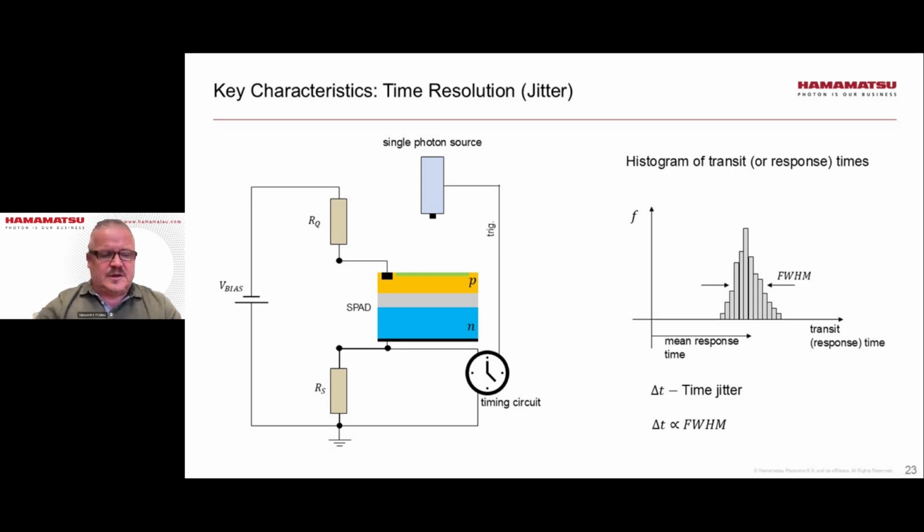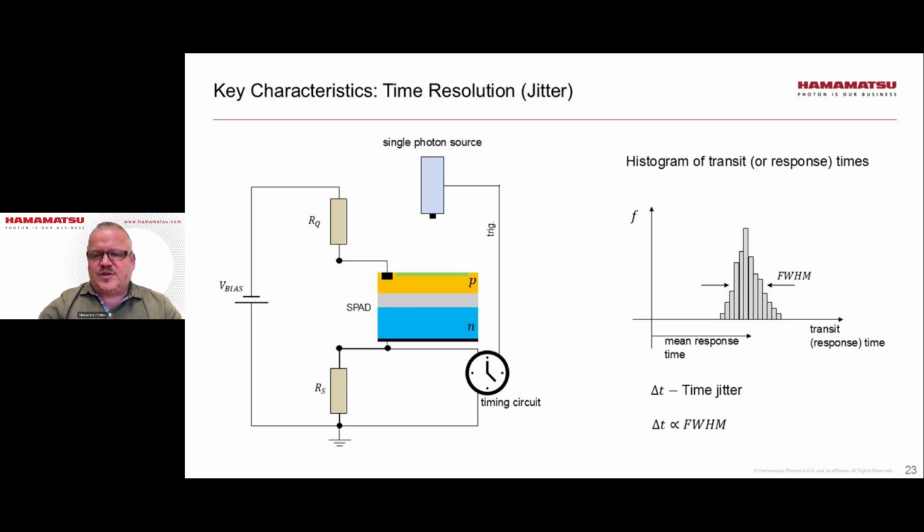Another crucial characteristic is time resolution, also known as jitter. So jitter represents a variation in the transit time or response time. I'm going to illuminate my SPAD with single photons, and for each event, I'm going to carefully measure the response time. In practice, this is not an easy thing to do, but it's possible. And we are going to plot the histogram of these transit times, and the width of the distribution, the full width half max, represents the jitter.